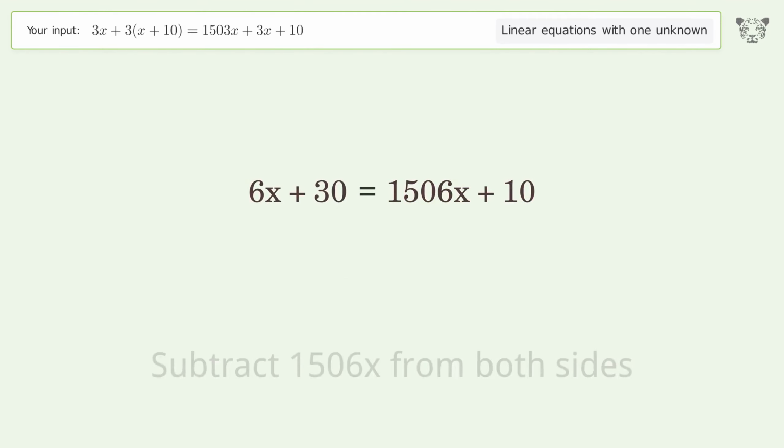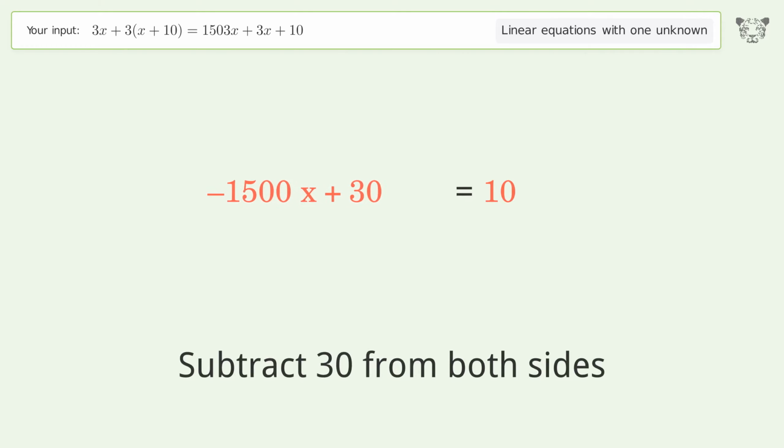Group like terms. Simplify the arithmetic. Group like terms. Simplify the arithmetic. Group all constants on the right side of the equation. Subtract 30 from both sides.